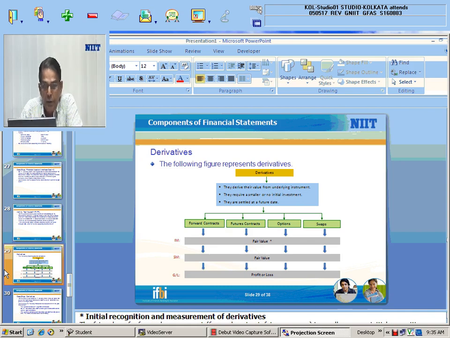The fair value of a forward arrangement like a forward contract, future and swap is usually zero on initial recognition. The fair value is usually zero on initial recognition because they do not involve any outlay of funds.